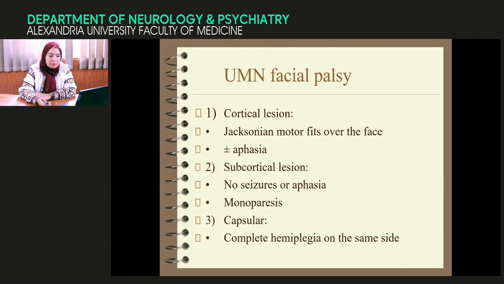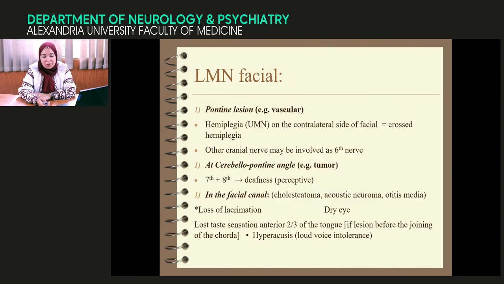on the same side. In case of lower motor neuron facial localization, if the lesion is in the pons, it may be vascular, like ischemic or hemorrhagic, and the hemiplegia will be on the contralateral side of the face. The facial palsy will be ipsilateral to the lesion. So if the lesion is on the right, it will be a right lower motor neuron facial palsy, but with contralateral hemiplegia.